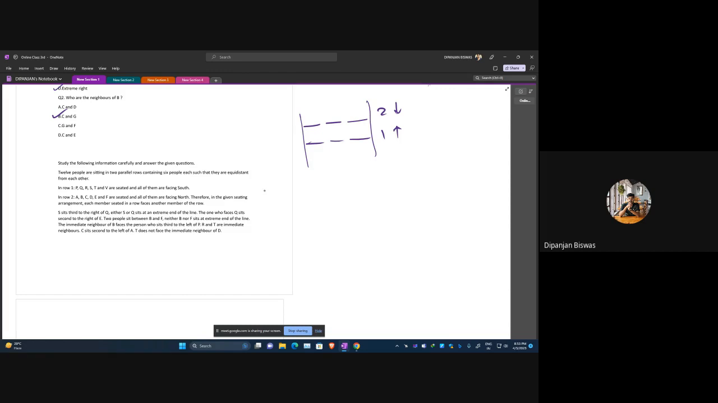Okay. If we mark these people like Roman 1, Roman 2, Roman 3, and if we mark like A, B, C, so A should be facing Roman 1, B should be facing Roman 2, C should be facing Roman 3. You have to draw the whole arrangement in this fashion and then you have to solve the question. Again, though these are not very difficult ones, you will see in a bit. So we are told 12 people are sitting in 2 parallel rows containing 6 people such that they are equidistant from each other. Okay. 12 people, 1, 2, 3, 4, 5, 6, 6 people in each row. 1, 2, 3, 4, 5, 6.